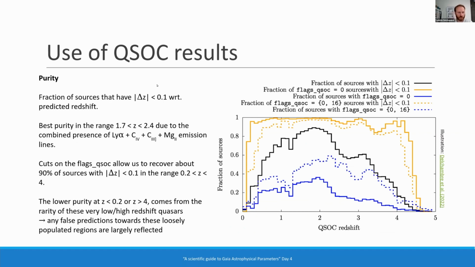So there are also purity issues with the predictor. For the redshift, the best purity is in this range because we have Lyman alpha, carbon 4, carbon 3, and magnesium 2 emission lines together. But again, cuts can alleviate the shortcoming. And we have lower purity in the border of the spectra simply due to the fact that very, very low and very high redshift quasars are rare.